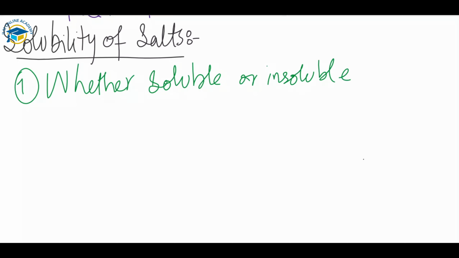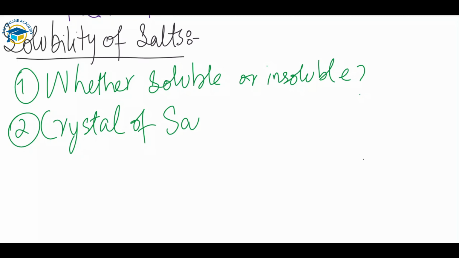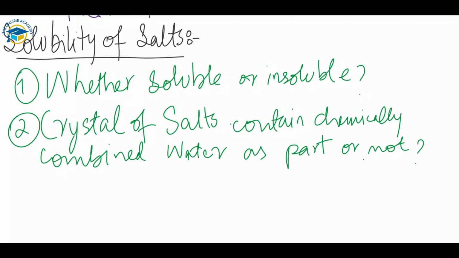And the second thing you should know is whether the crystals of the salt contain chemically combined water or not. So the first point influences the preparation method that we choose, and the second point affects how the crystals are handled at the end of the experiment. So we have soluble salts and insoluble salts. Now I will tell you about the rules for the solubility of the salts.